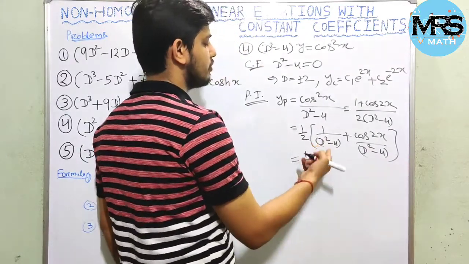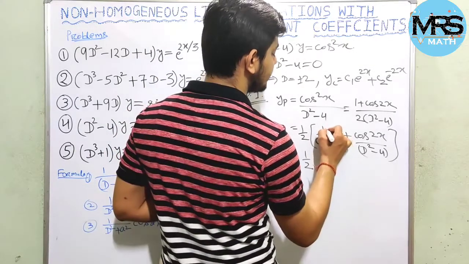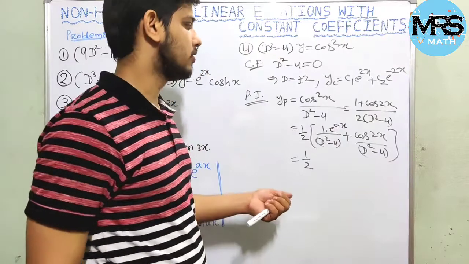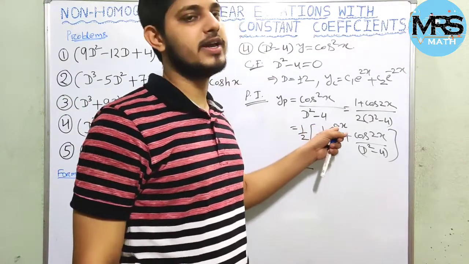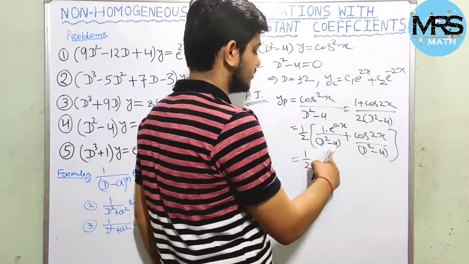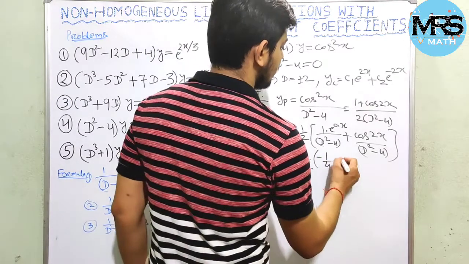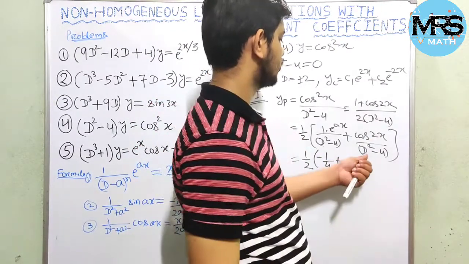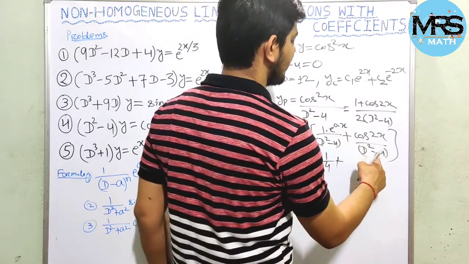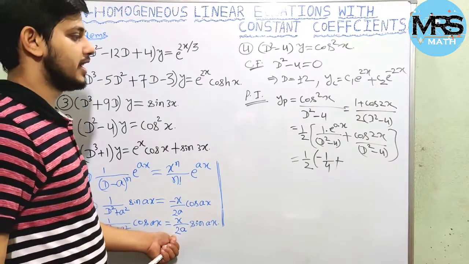So what will this one be? 1 by D square minus 4. Here we can assume that since 1 is there, we can write e to the power 0 into x, yes or no? So 0 is there in place of a. So here we can write 0 square minus 4, so minus 1 by 4. Plus cos 2x is there. So again, what problem are we facing? This is 2 square minus 4. Again we are getting 0. So again we can apply this formula.